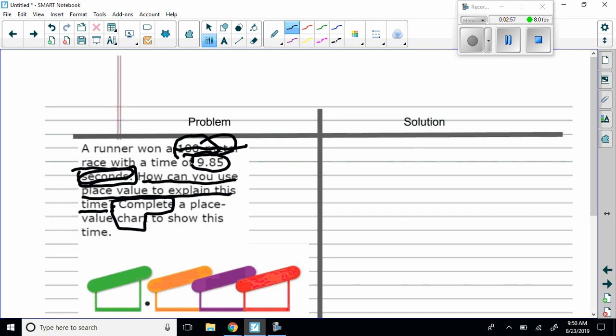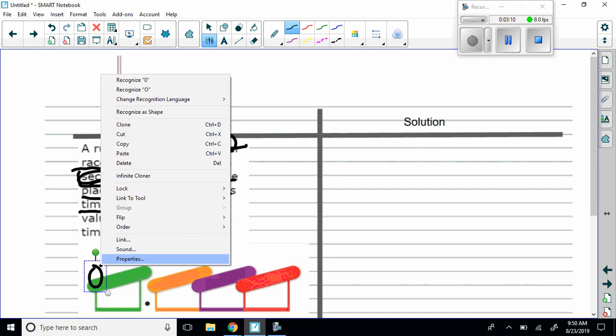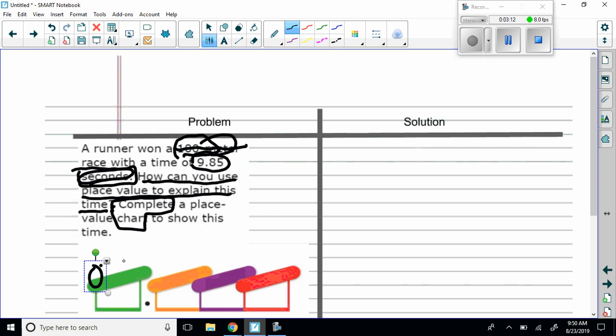Next, I want to solve. It asks me to complete the place value chart to show the time. First of all, I want to label my place value chart. I know anything left of the decimal is the ones place. When I start going to the right is when I start to label my decimal place value.